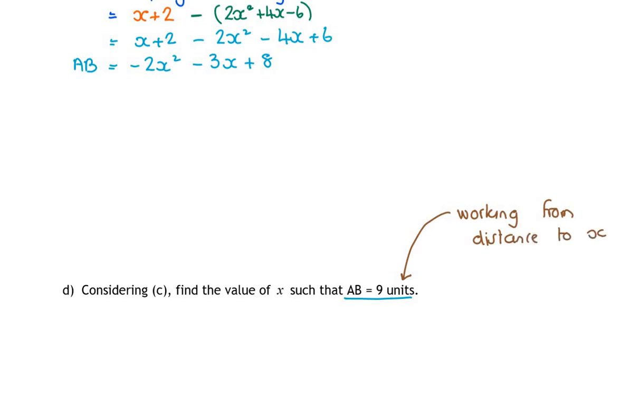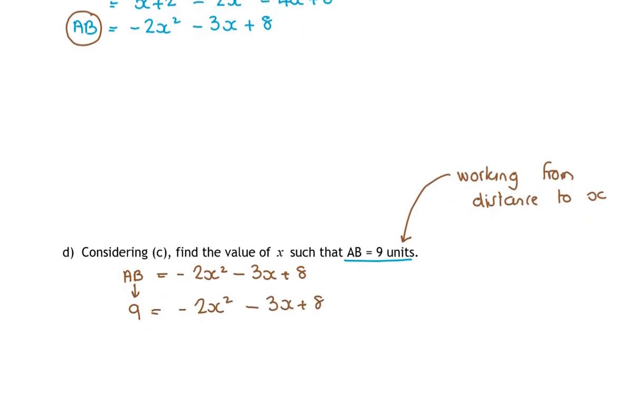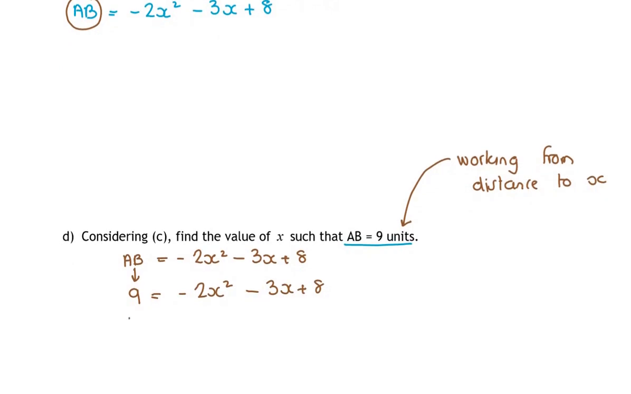So I can hopefully substitute in this distance, because now I know this AB length, and I can solve for what x is. So this is a question where we're working from the distance back to x. If I know that the distance from A to B will always be equal to negative 2x squared minus 3x plus 8, I now have been given that the distance is 9. This is basically a quadratic equation. I could use the formula to solve this. If it's easy to factorize, I might as well factorize.